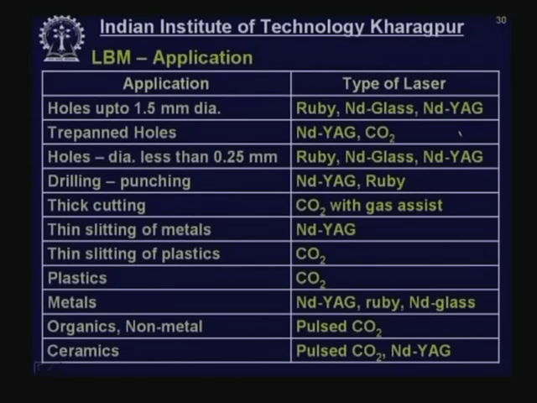Now, let us come to the applications. As I said, different types of lasers can be used. For thick cutting, typically carbon dioxide is used. For thin slitting of materials, Nd-YAG is used. For thin slitting of plastics, carbon dioxide is used. So, in this way, different types of applications can be undertaken with laser.